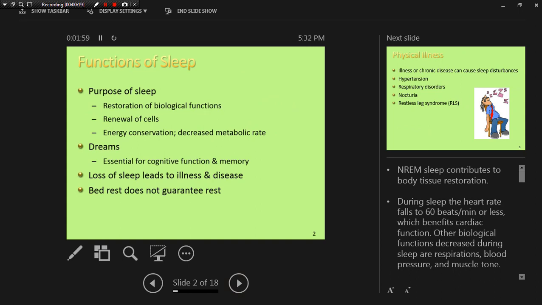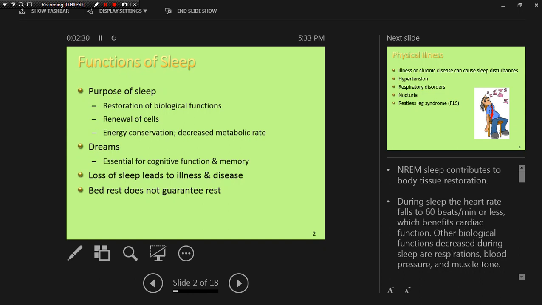It's restoration of physiological function, allows our heart rate and our blood pressure to drop, so it allows our heart to rest, renews our cells, and then by decreasing the metabolic rate, it's also helping us conserve energy. Dreams, it's also essential for cognitive function and memory. So it obviously makes sense that loss of sleep can lead to illness and disease, especially chronic disease.